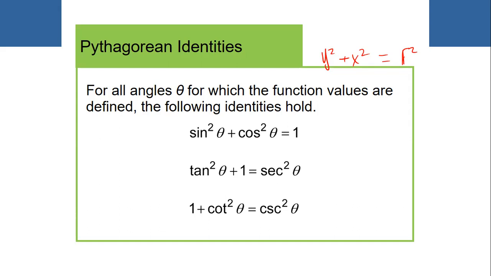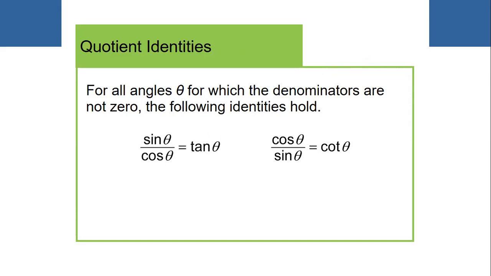Okay, I'm gonna go, but remember, these are also available for you to view on your Brightspace. Okay, our next identity are quotient identities. Our quotient identities also come from our unit circle and talking about the radius at a point.